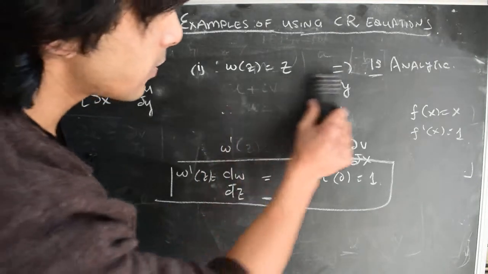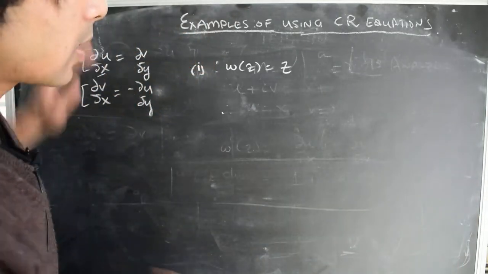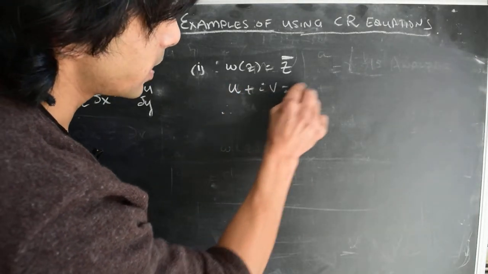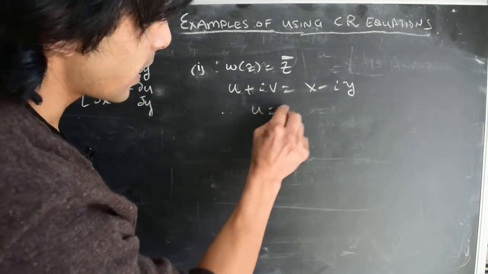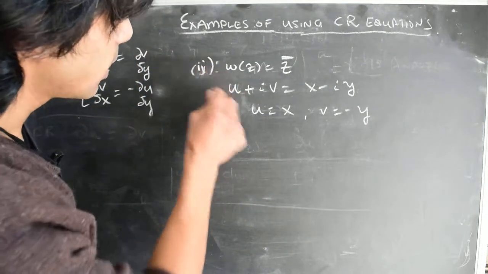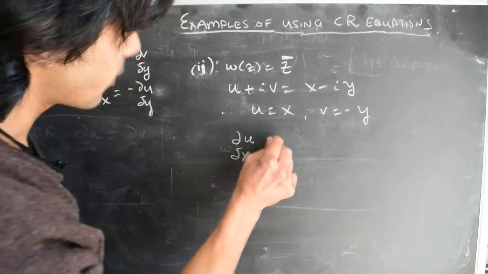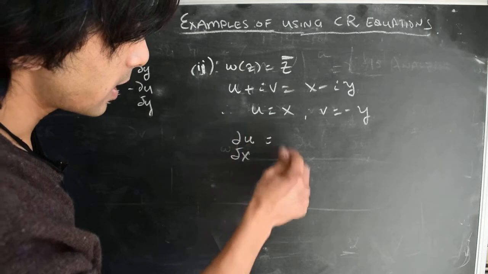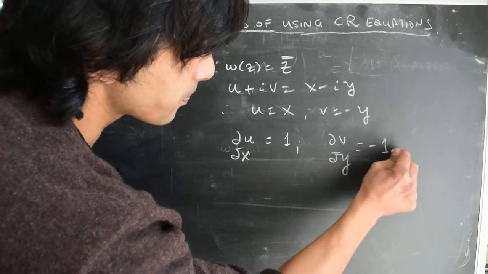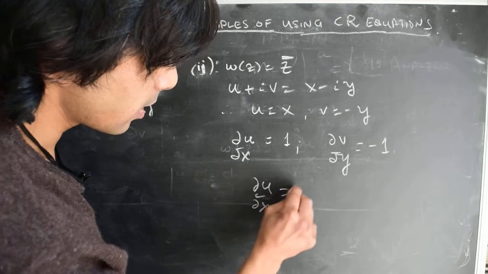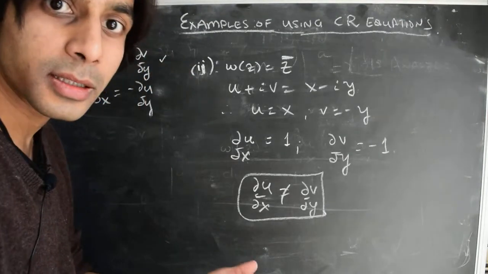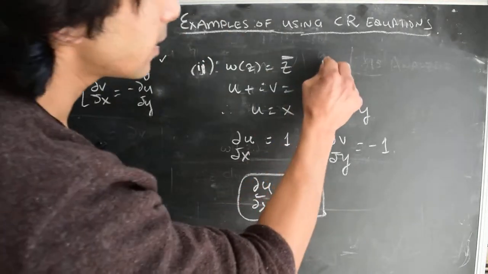Now let's check the other function we've already seen geometrically to be not analytic, which is w(z) equals z bar, and see why it's not analytic. In this case, u plus iv will be x minus iy, and therefore u is x and v is minus y. Now, this is example 2. The first Cauchy-Riemann condition requires that we check whether du dx is equal to dv dy. For this function, du dx is 1, whereas dv dy, the partial derivative of v with respect to y, is minus 1. And therefore du dx is not equal to dv dy. So the very first Cauchy-Riemann condition is violated, and therefore this function is not analytic.